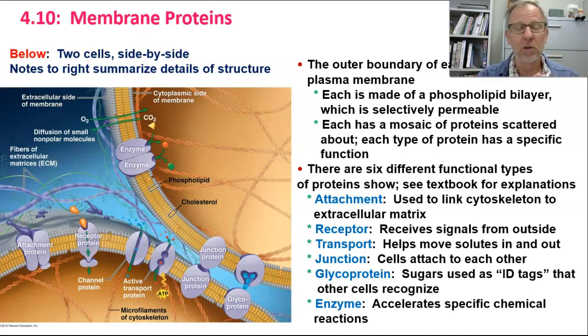Glycoproteins, those have sugars that are sticking out and they're used as identification tags for other cells to recognize them. And lastly, enzymes. These are proteins that are helping to speed up or accelerate chemical reactions. So there you go. There's the quick overview. Be familiar with these 6 categories of proteins that are found in our membranes and what they do.